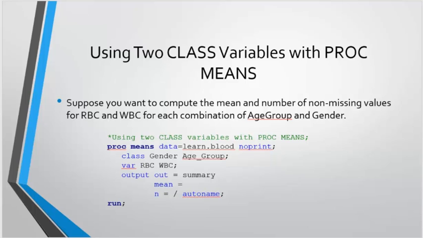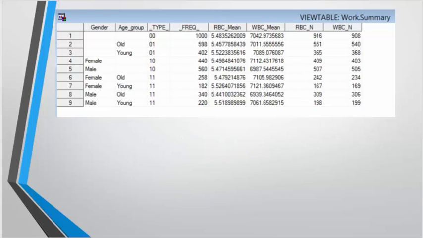Suppose you want to compute the mean and number of non-missing values for red blood cells and white blood cells for each different combination of age group and gender. So gender and age group are my class variables. I'm going to output it into a dataset called summary, and I'm using the AutoName function to let SAS name my variables. Even though there are only 2 levels of gender and 2 levels of age group, there are 9 observations in the output dataset with 4 values of type.